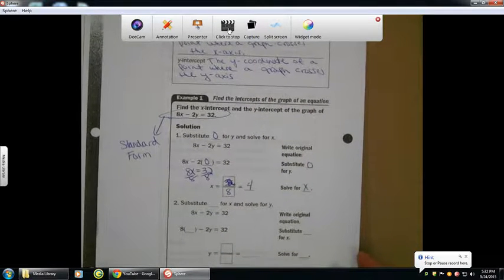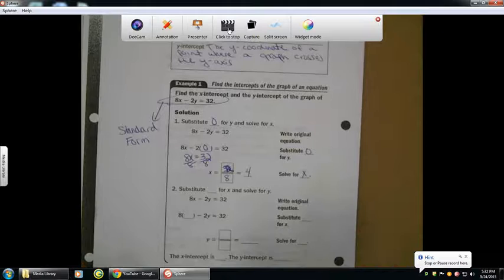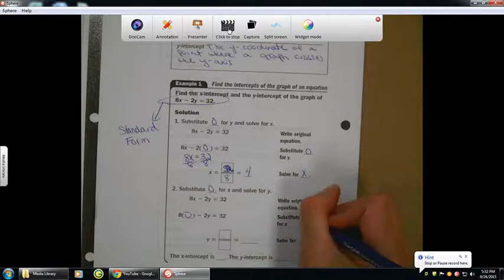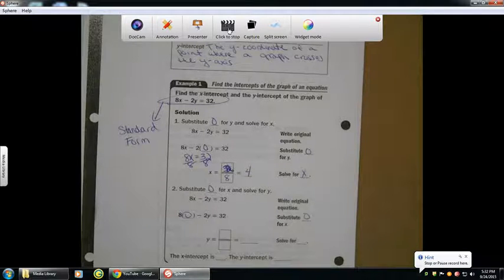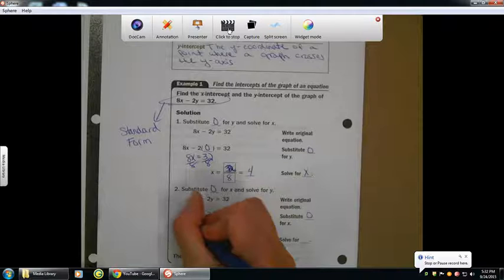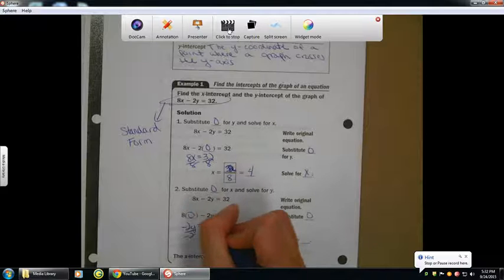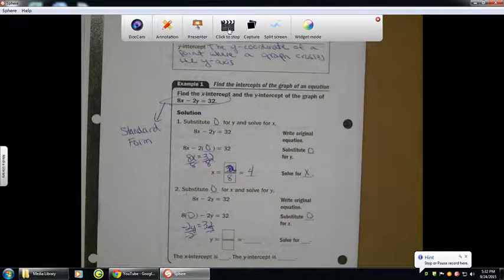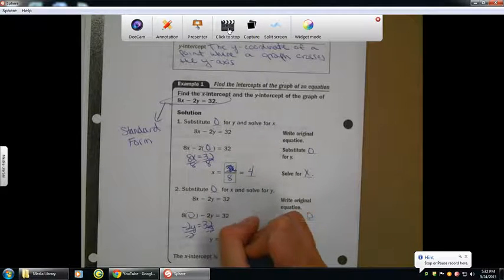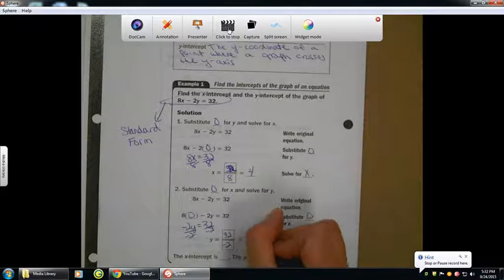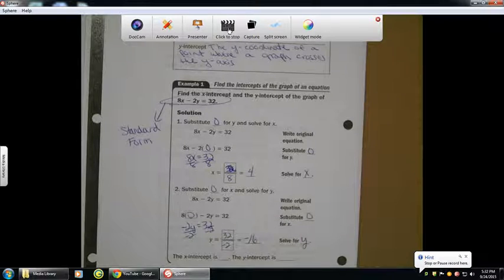To find the y-intercept, we substitute a 0 in for x, and we're going to solve for y. So we substitute a 0 in for x, which gives us negative 2y equals 32. Solving for y, we're dividing both sides by negative 2. And y equals negative 16.